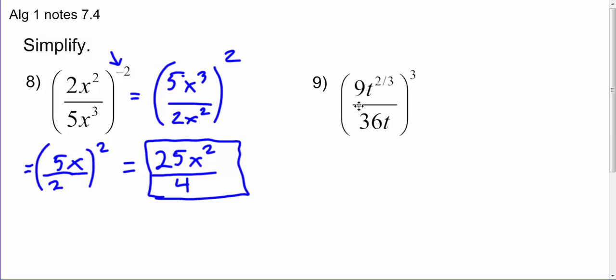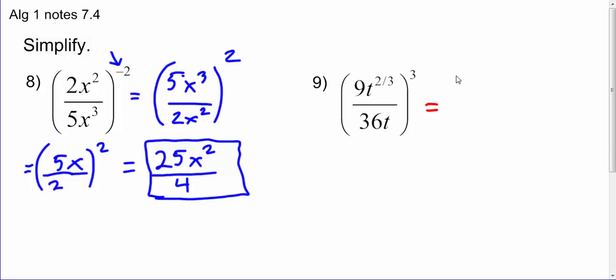Now sometimes it doesn't matter if you take the square or the exponent first and then simplify; the order isn't that important on number 8. On number 9, I would argue the order is pretty important. If you're like me, you don't want to have to deal with 36 to the third power. That does not sound even slightly fun to me. So I'm not going to deal with that. I'm going to simplify first.